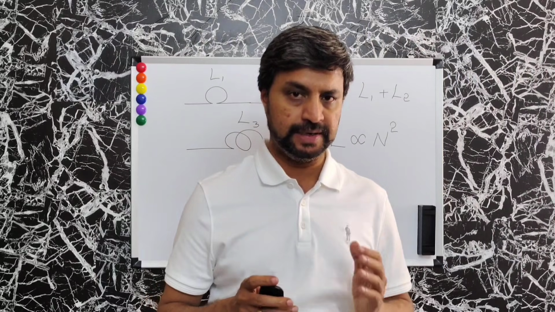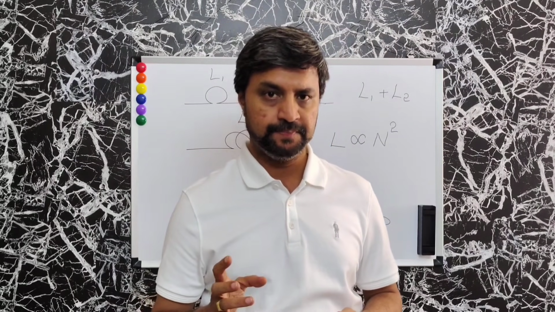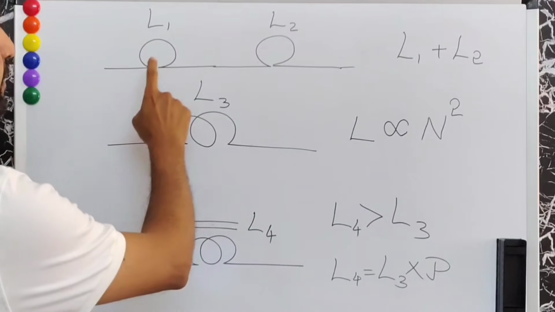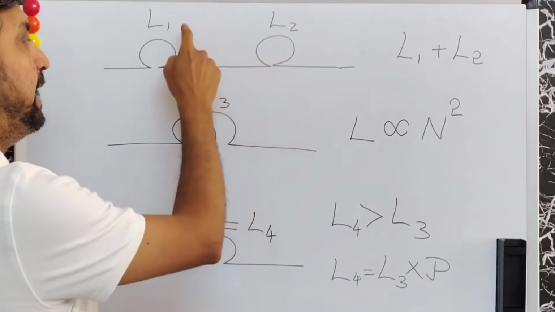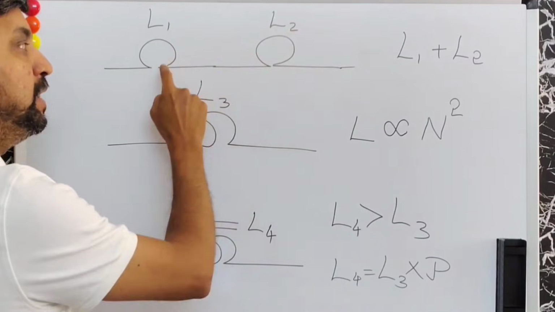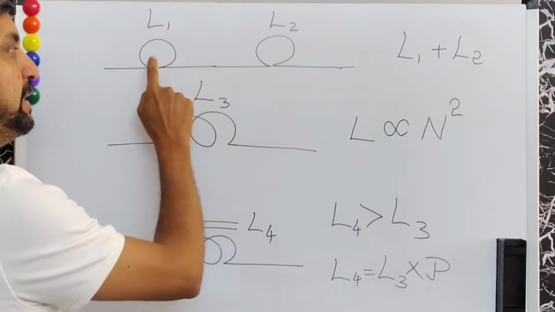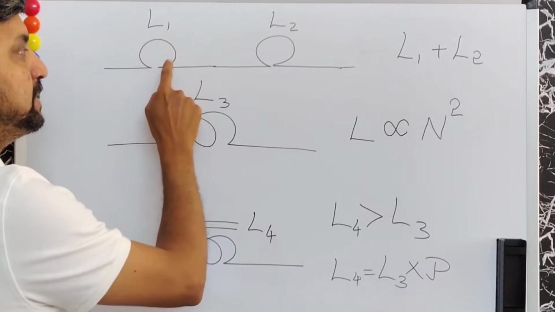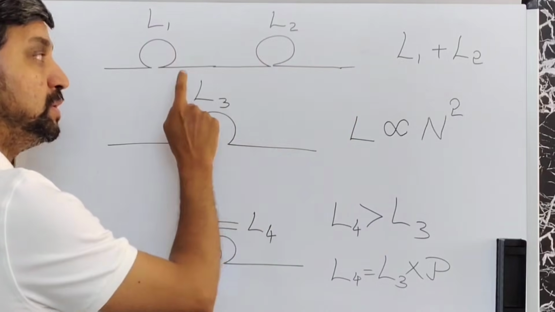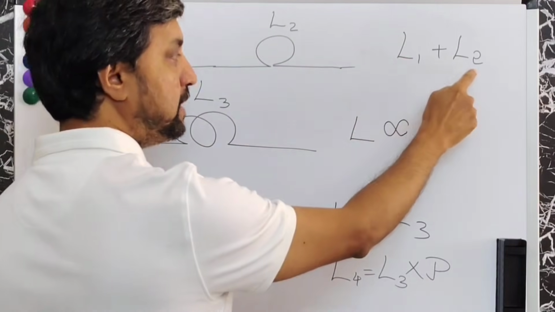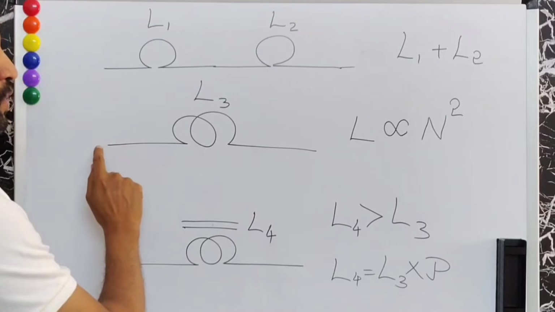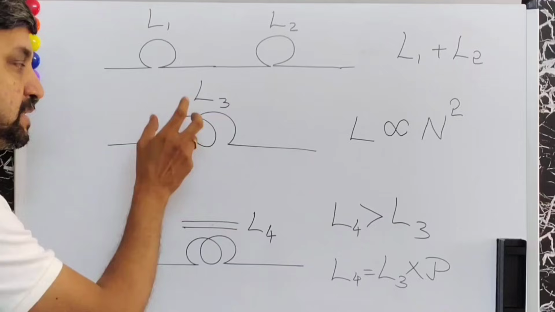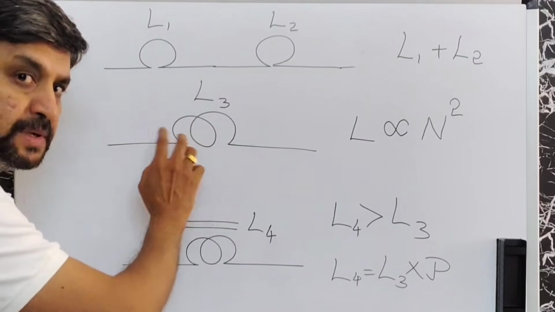Now let's understand the relationship between permeability, number of turns, and inductance. Here you have two single coils with inductances L1 and L2. Presume that they are far apart and have no mutual interaction. Now, if you have one inductance here and the second inductance here, the total inductance will be L1 plus L2. Now, you have another coil where the first turn and the second turn are sitting in the same place and they have 100% linkage.